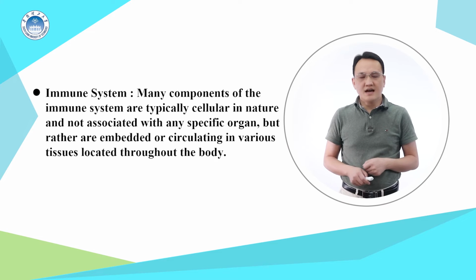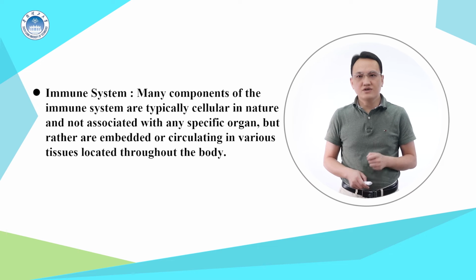The immune system has many components that are typically cellular in nature and not associated with any single organ, but rather are embedded or circulating in various tissues located throughout the body. These molecules, cells, tissues, and organs provide non-specific and specific protection against microorganisms, microbial toxins, and tumor cells, and are crucial to human survival.